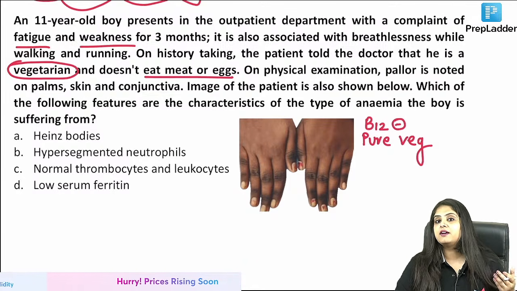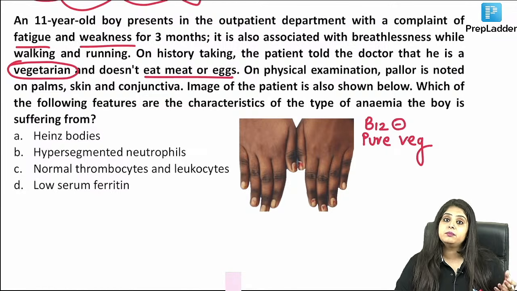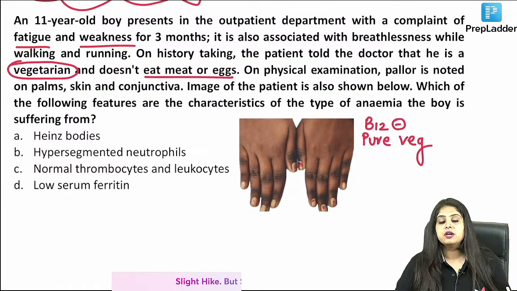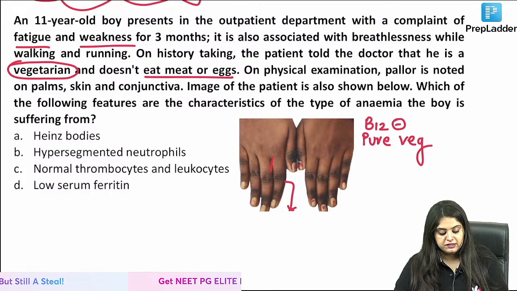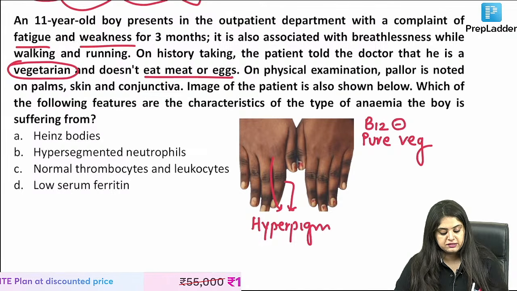Vegan people don't even have milk and milk products, so their B12 deficiency is even more severe. So B12 deficiency is kind of certain over here, and this photo is their favorite. There is going to be a hyperpigmentation of the knuckles. They have been asking, see, you've reached such advanced phases.